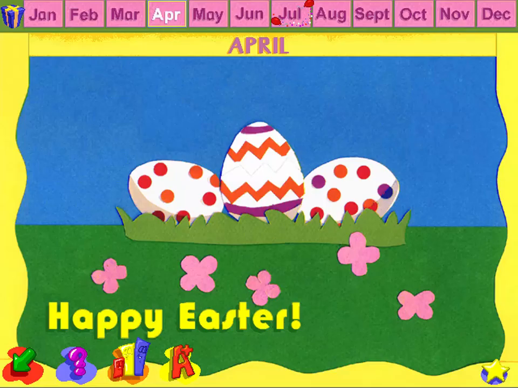This is April, the fourth month of the year. April brings Easter, a special time. There are bunnies and candy and eggs to find.